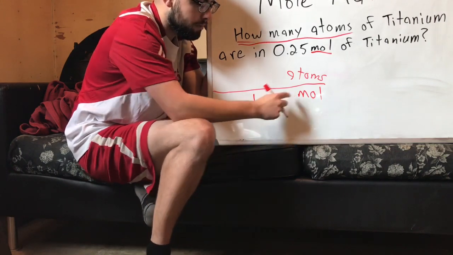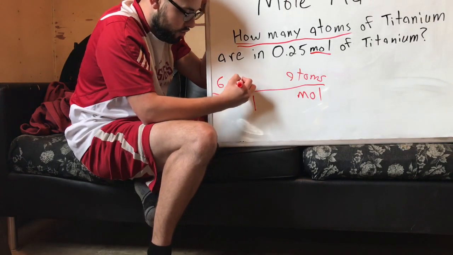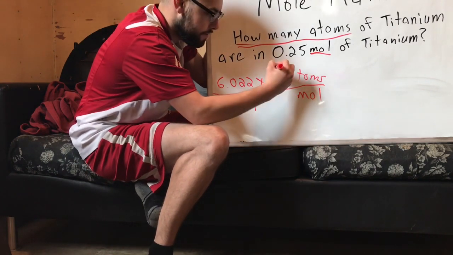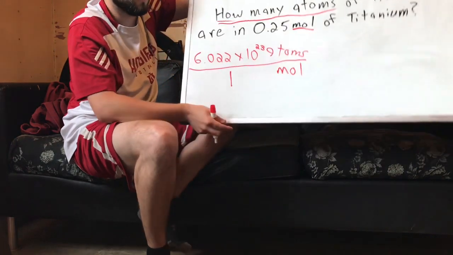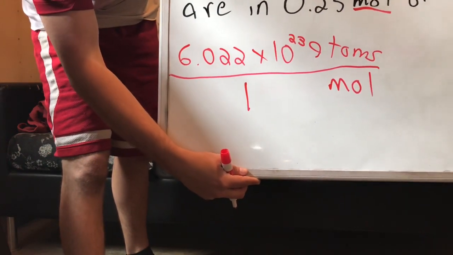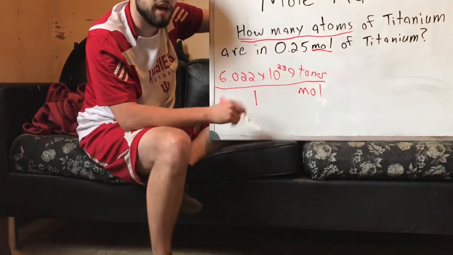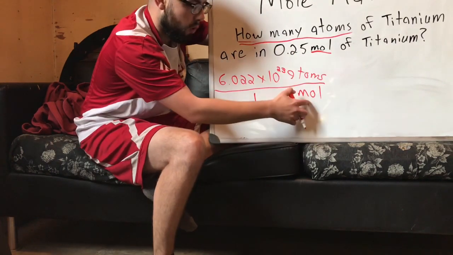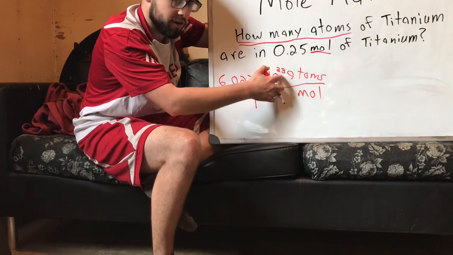Remember that I told you 1 mole is 6.022 times 10 to the 23rd power. I'll give you a little close-up here. 6.022 times 10 to the 23rd atoms in 1 mole. It's a counting piece. It's just like a dozen. If this was 1 dozen, I would put 12 atoms, but it's a mole. 1 mole is 6.022 times 10 to the 23rd atoms.